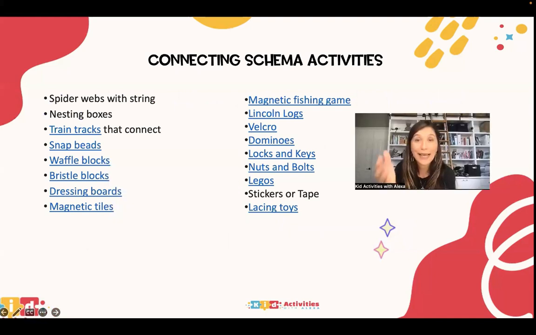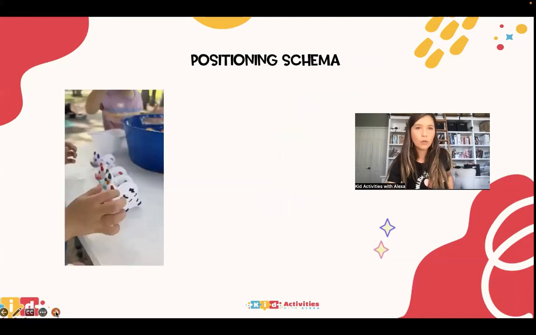Ideas, right? And I had to go through this myself, even though I knew the schema he was going through. I was like, I don't even know. So snap beads, waffle blocks, Bristle blocks, this is a lot of my shopping right now. But anything that connects and disconnects, like magnetic fishing games and dominoes and the Jenga game, Legos, anything, lacing toys. And I think we're almost done.